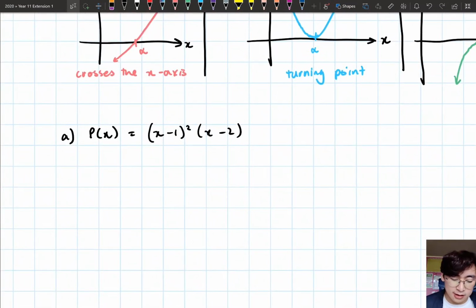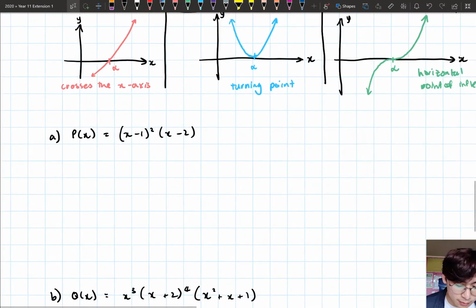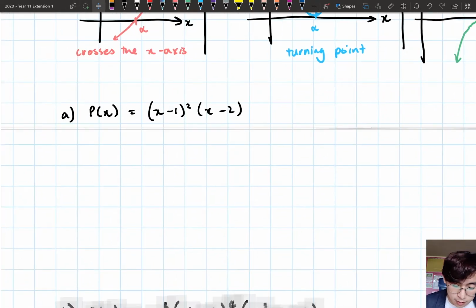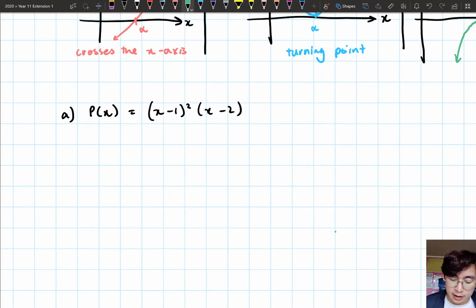Okay, so p of x is equal to (x minus 1) all squared times (x minus 2), and that's it. Now, the first thing I'm going to do is look at the stuff that we looked at at the beginning. First, we're going to look at what the leading coefficient is. Now, let's have a look here. The leading coefficient, I only need to worry about if it's positive or negative. Now, you could expand out this whole thing to find what the leading coefficient is. That's fine. You could totally do that.